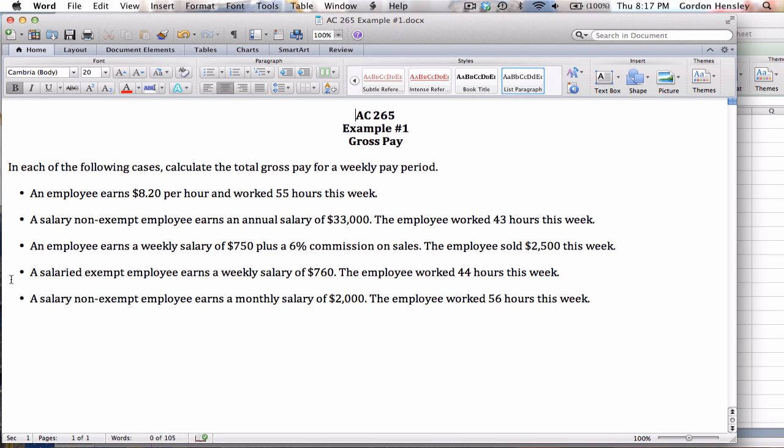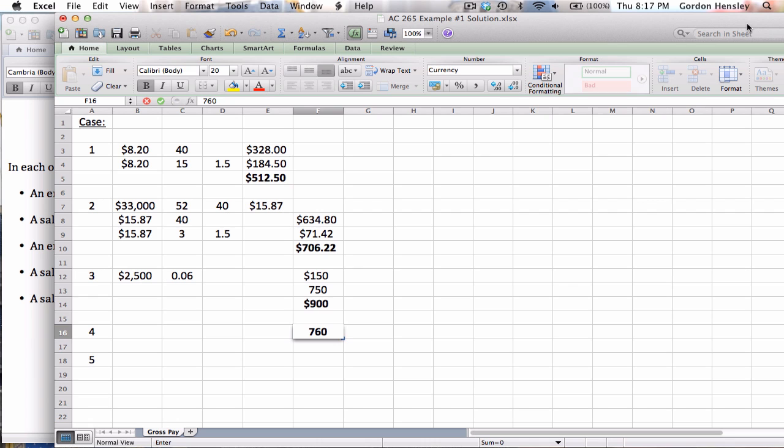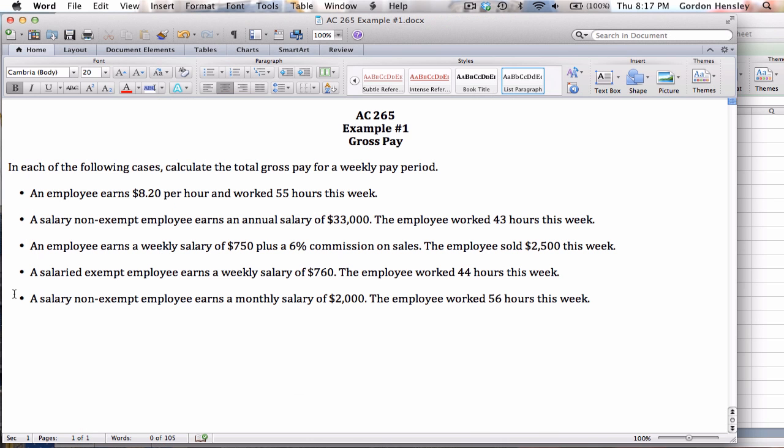Now, case number 4. This is a salaried exempt employee who earns a weekly salary of $760. And this employee worked 44 hours this week. Well, this is a little bit of a trick question. They worked 44 hours, but it's a salaried exempt employee. Salaried exempt employees don't get paid for overtime. So I actually have nothing to calculate on this. They're simply going to make the set salary of $760 for that week. So kind of a trick question there. Salary exempt employees don't get overtime.